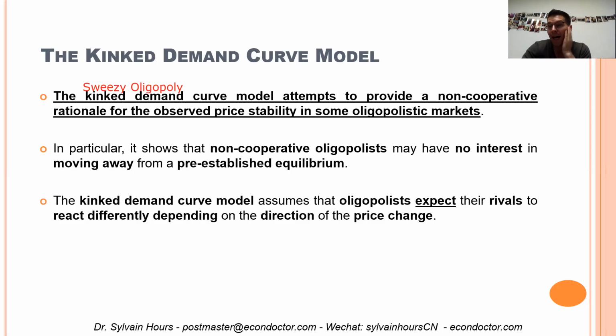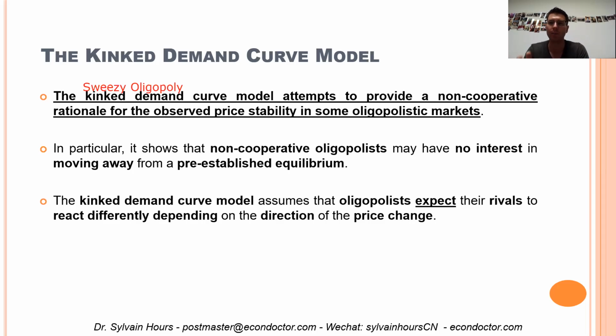So how does it work? Basically, the idea is that each business will have expectations about what their competitors will do if they change their own price. This is what this model assumes: that each firm believes, and this is all about what they believe. They might be wrong, but these are beliefs. Each firm believes that if it raises its own price, their competitors will not raise their own prices.